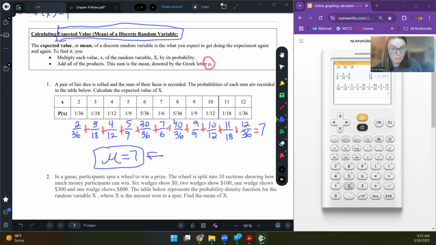And that mean, mu, is still the population mean, but remember with regards to probability density functions, this is also the expected value. So if the question says find the expected value, that means find the mean. If the question says find the mean, that means find the expected value. So this is very similar to what we did in chapter 3. We just are going back and forth between the vocabulary.